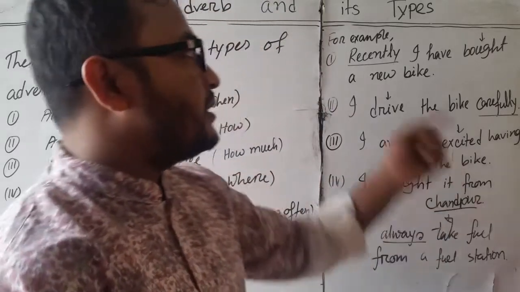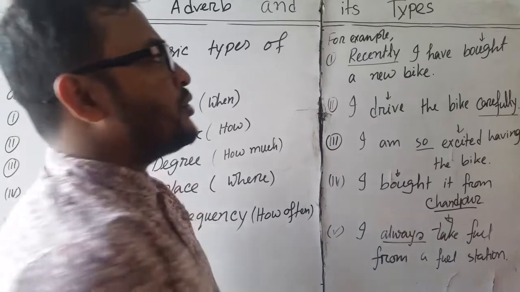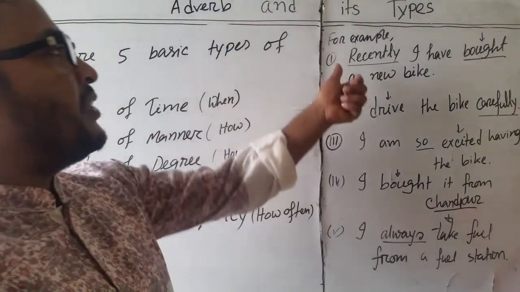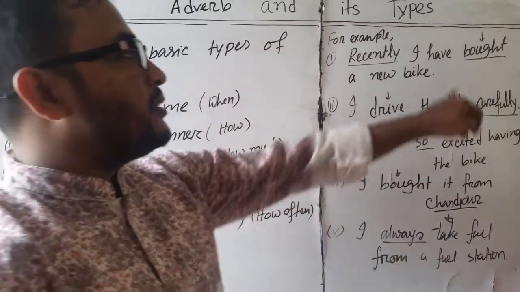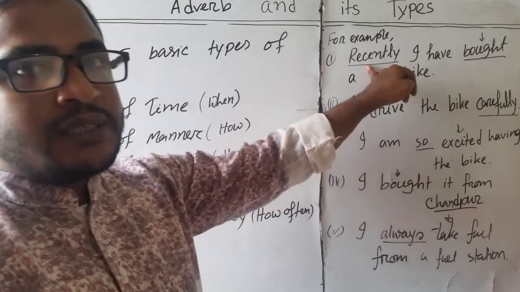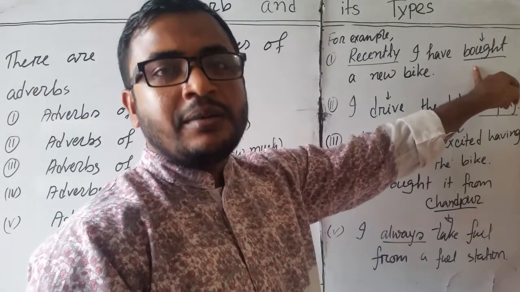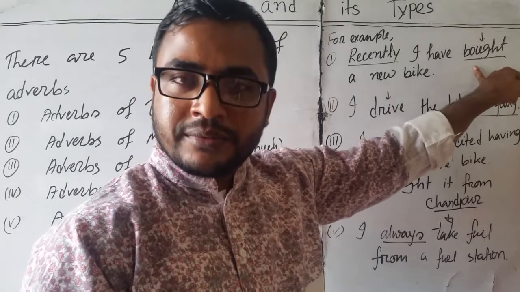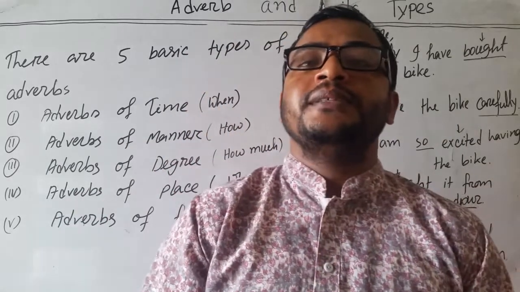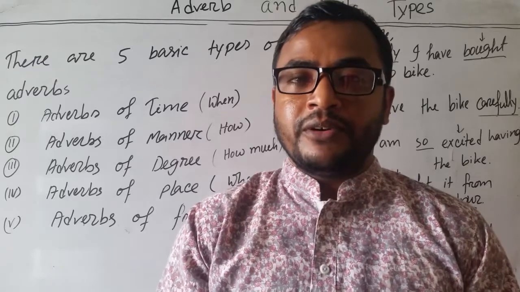Recently I have bought a new bike. So the action is bought. When? Recently. So the adverb describes the verb bought, providing the answer of when. So adverb of time is an adverb that tells us about time of the action.